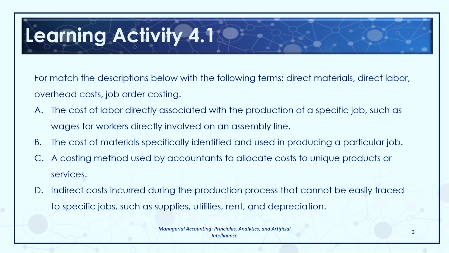Now let's begin with our first learning activity. You will match the descriptions with the following terms: direct materials, direct labor, overhead costs, and job order costing. Direct labor is labor directly tied to production. Direct materials are materials traced to the product. Overhead is indirect production costs like utilities and rent. Job order costing is a costing system used for unique jobs. Pause here and work through the activity. Once you've finished, check your answer with the solution provided in the back of Chapter 4.